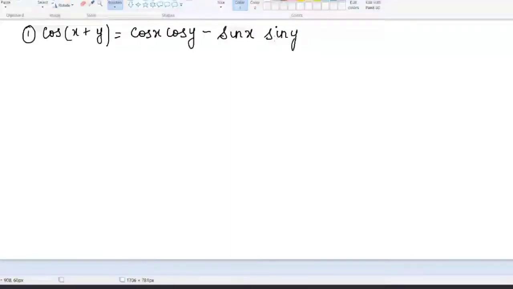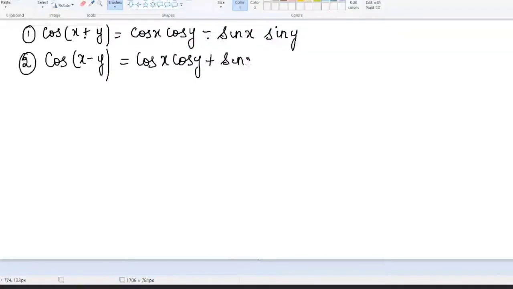Before that, let me write what is the cos x minus y formula, such that you get the idea. Then we'll come to the cos 2x formulas. So the second formula here is cos of x minus y. How do I get this formula? Just here cos x plus y is there. Remember, when plus is there, you're writing minus here. Now when minus is there, you should write plus. So cos x cos y plus sin x sin y.